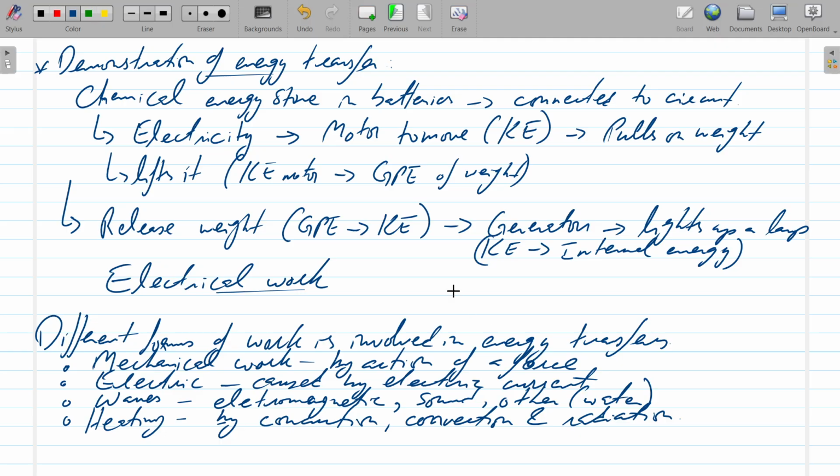Now we come to measuring energy transfers and work. So any questions so far? Nothing really technical at all, just information.